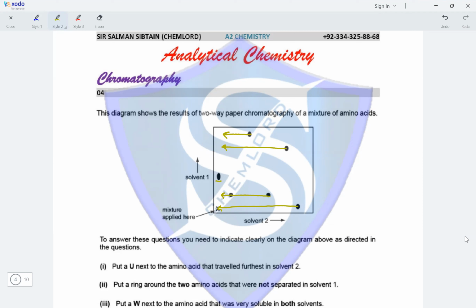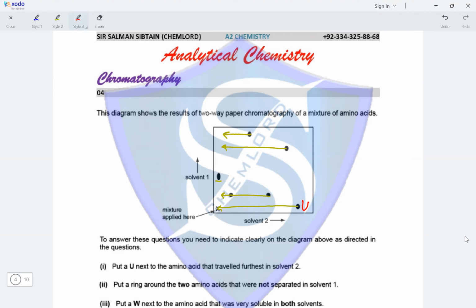And the question says, to answer these questions, you need to indicate clearly on the diagram above as directed in the question. Put a U next to the amino acid that travels furthest in solvent 2. So this is the amino acid that would be found to the extreme right of the chromatogram, which is this amino acid. So this is the one, it says U, not W. W is the other part of this question. So we put a U here.